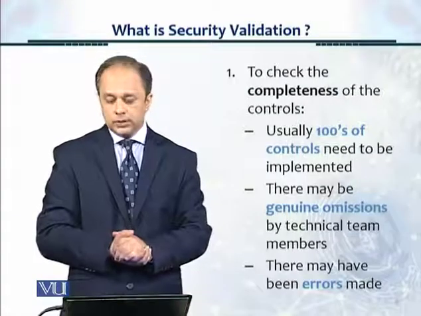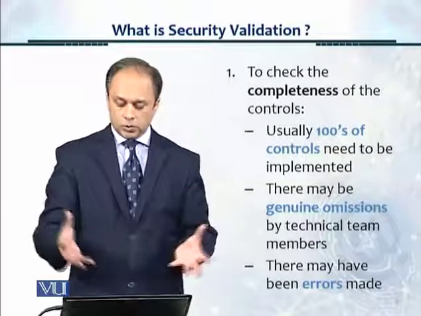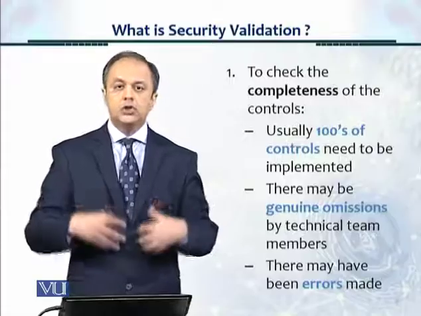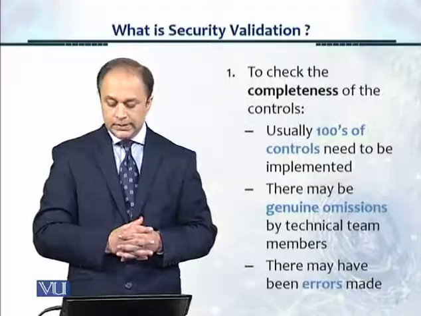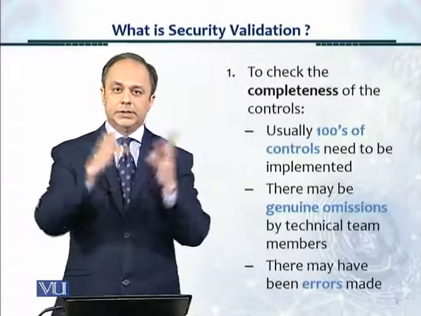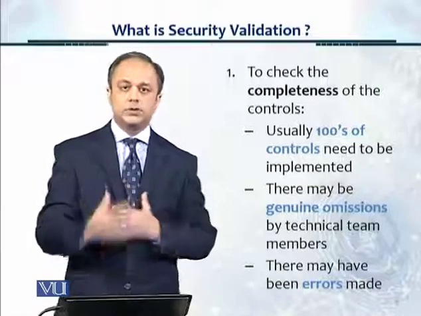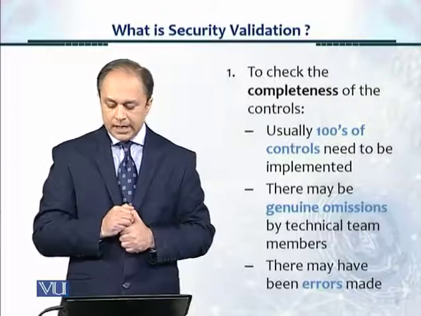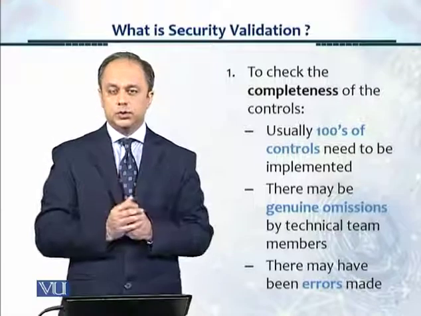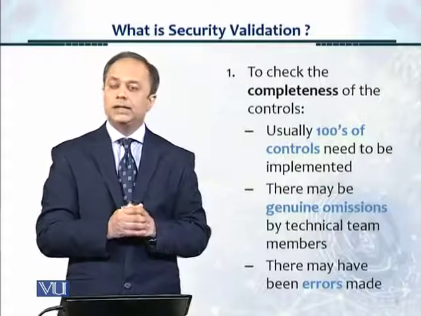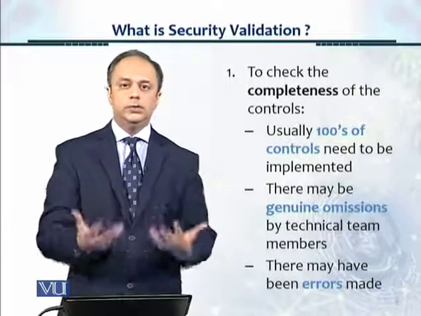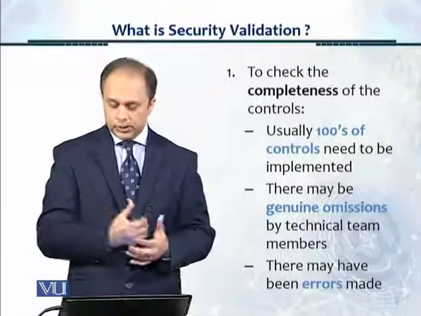The first one is to check the completeness of the controls. So usually hundreds of controls and sometimes thousands of controls need to be implemented in an IT environment as part of the security transformation model project. And there may be genuine omissions. There may be things which may be left out by mistake by technical team members. And that's because they're human. All humans make errors, and it may be a genuine omission.